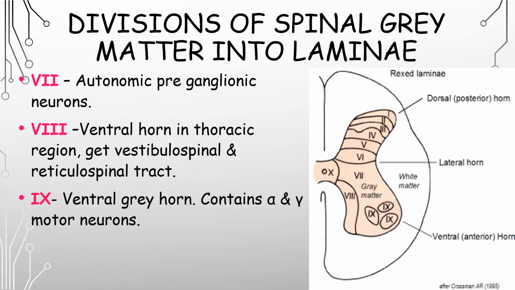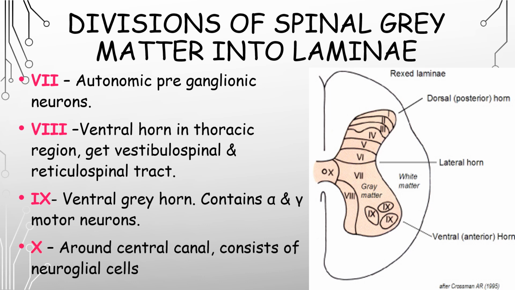Lamina 9 contains alpha and gamma motor neurons, and also several internuncial neurons. Lamina 10 forms the gray matter around the central canal, and mostly consists of neuroglial cells. So here is lamina 10, this is 8, this is 9, and this is 7.